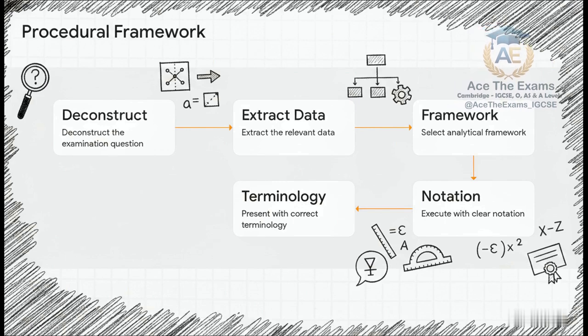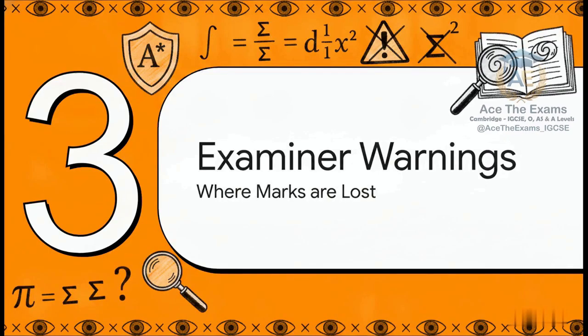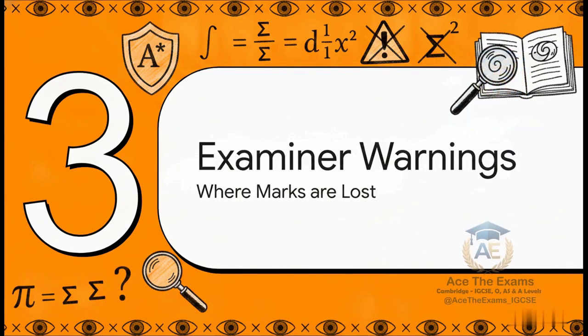If you apply this rigorous, step-by-step structure to a complex geometry problem, you leave the examiner absolutely no choice but to award you those marks. All right, let's hit Section 3, Top Examiner Warnings, Where Marks Are Lost. Let's look at some insider intelligence directly from the principal examiner reports to bulletproof your strategy.